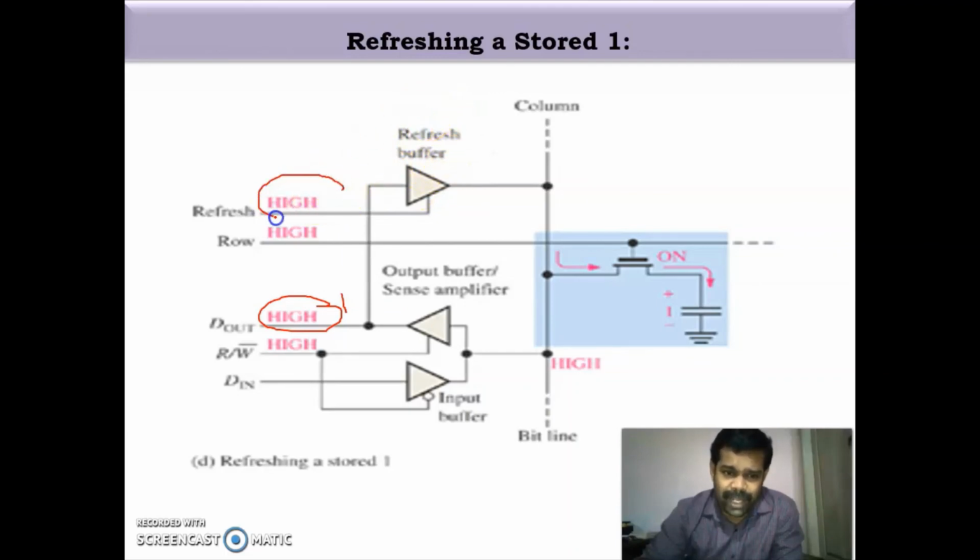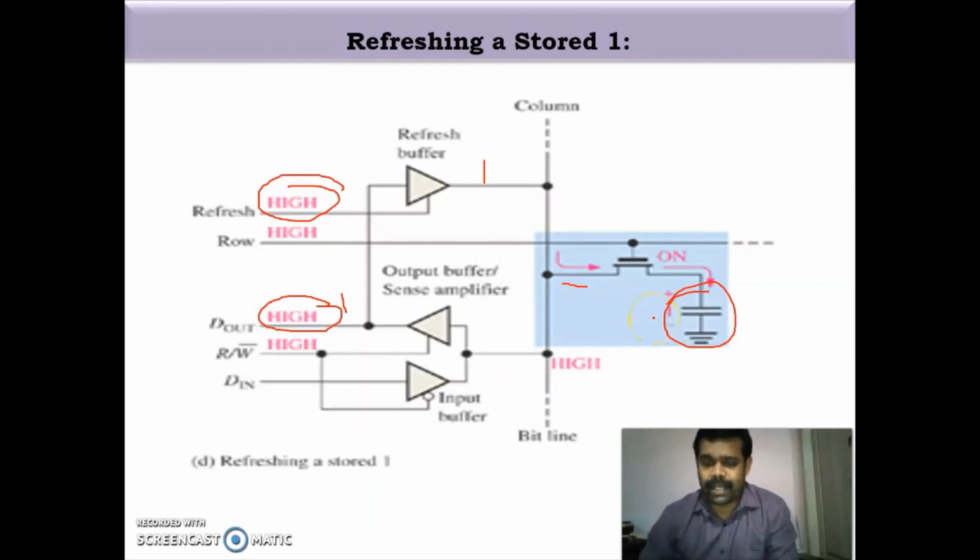Since we are giving a high input to the refresh buffer, it gives a 1 here, and this column line will be high, and once again the current will be flowing here, and this capacitor is replenished once more. So we are refreshing the capacitor, the value is refreshed. It prevents the capacitor from discharging. If the capacitor is discharging, the value will be lost. So by using this refreshing operation, we are maintaining the value which is stored in the dynamic memory cell.